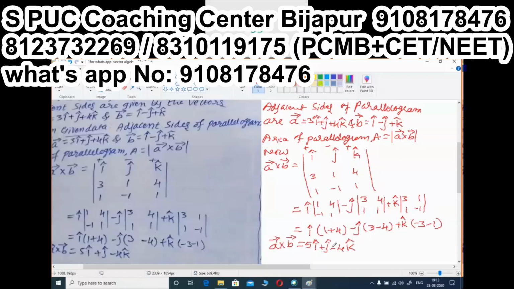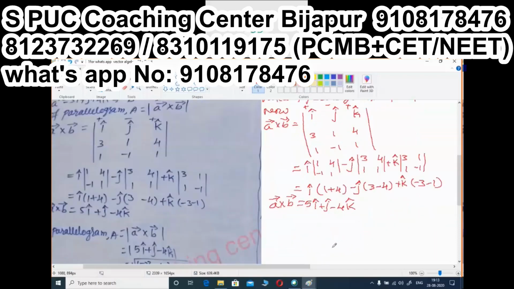Whatever you would like to find out, that is required: a cross b. Once you have got that, write the formula again and find the modulus of this a cross b, then that is the required area of the parallelogram. Write once again the area of parallelogram formula: A is equal to the modulus of a cross b.